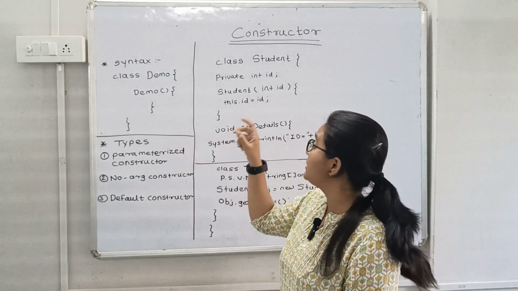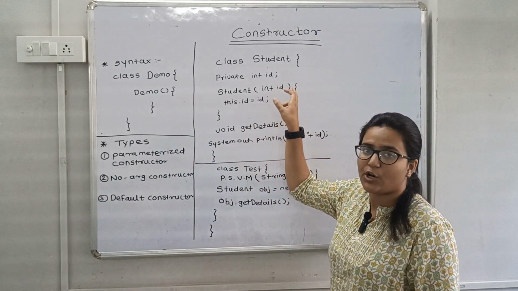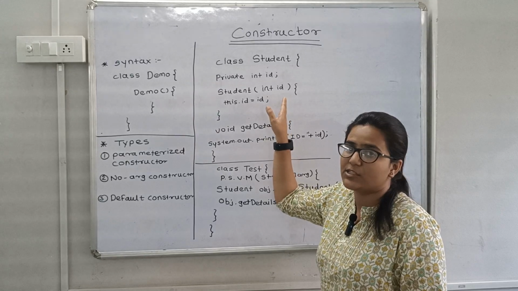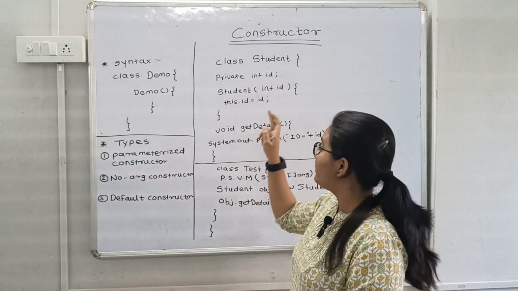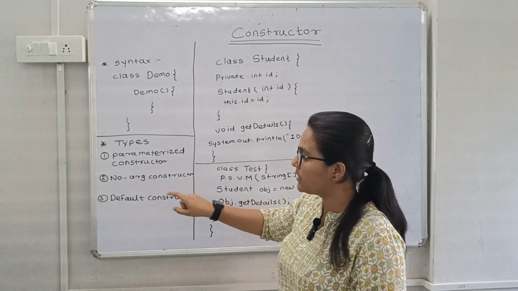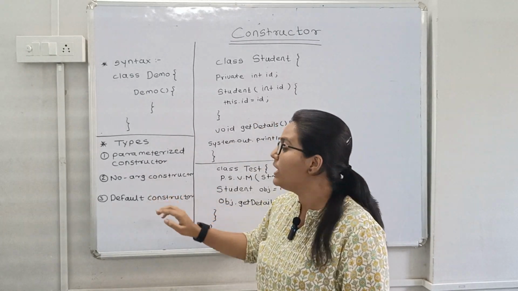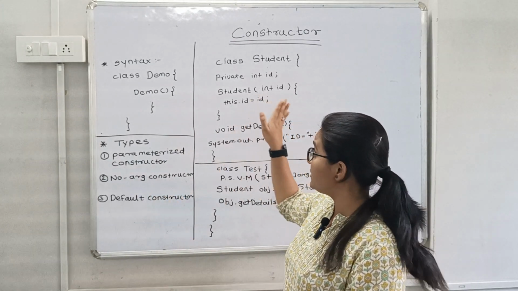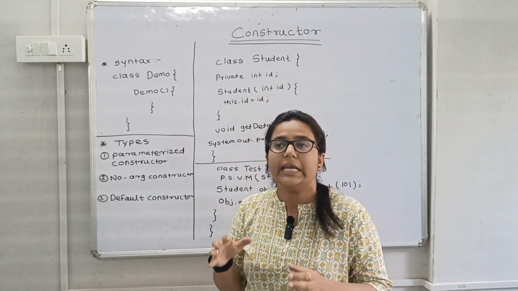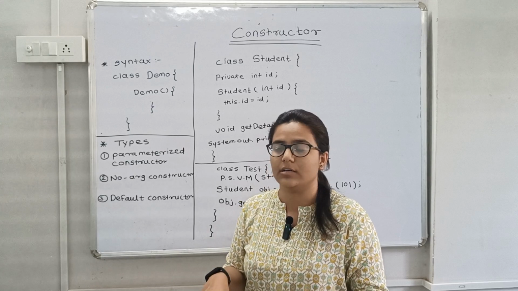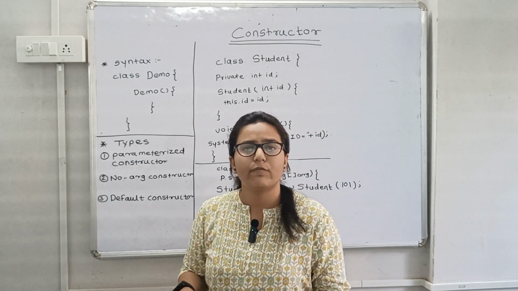Parameterized constructor means if we put a parameter inside the parenthesis, then this constructor is called a parameterized constructor. If we do not put a parameter inside the parenthesis, then this constructor is called a no argument constructor. If we do not create a constructor inside the class, then the compiler automatically creates a default constructor. What is the purpose of a default constructor?